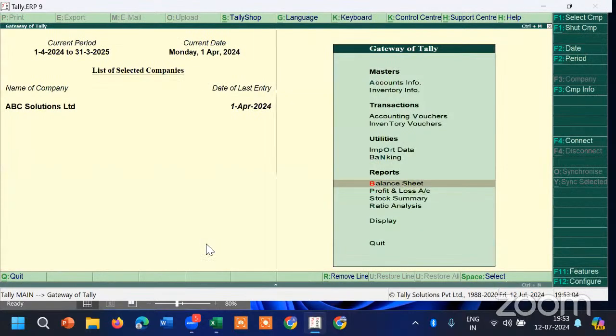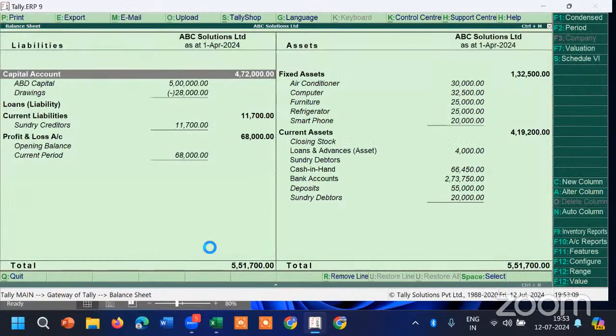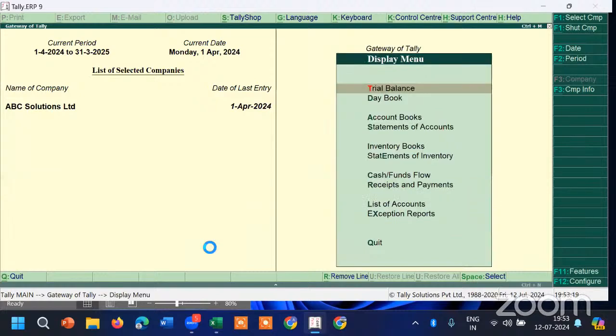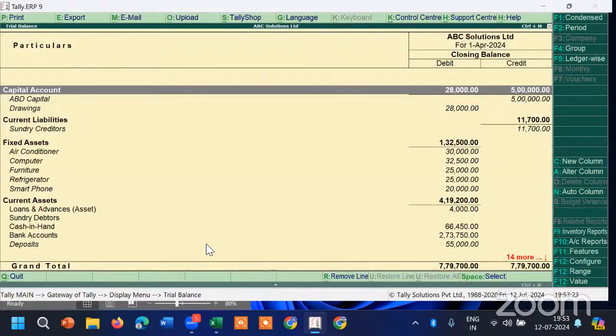Then we can also generate the balance sheet. By pressing Alt F1, we'll get the details. Okay. So this is done. I'll show you trial balance also. Go to display, and first thing will be trial balance. Again, you can press Alt F1 to get the details. Clear?